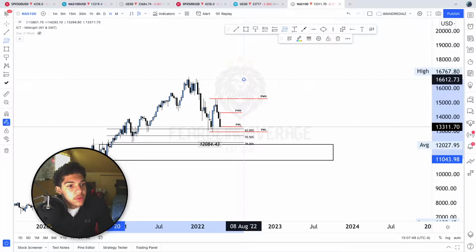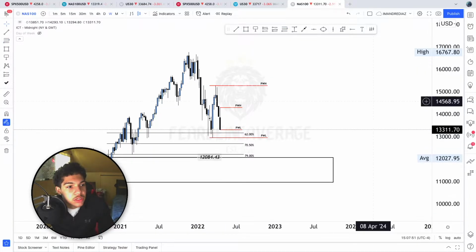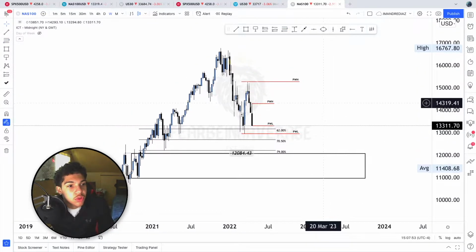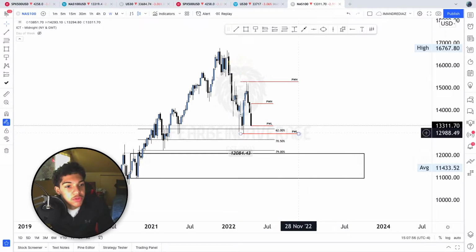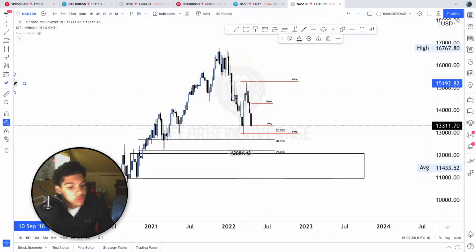Just like that. You can see price came and tapped into this 62% one time already. So more than likely price is going to make a run for this previous week's low, which is going to be right down here. So let me just draw an arrow.